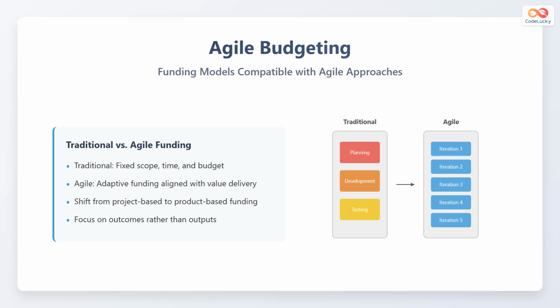Let's explore Agile budgeting and discover funding models that are compatible with Agile approaches. We'll compare traditional methods with Agile strategies, revealing how to shift from project-based to product-based funding, and emphasize the importance of focusing on outcomes rather than just outputs. In traditional funding, the scope, time, and budget are all fixed. However, Agile funding is adaptive and aligned with value delivery.